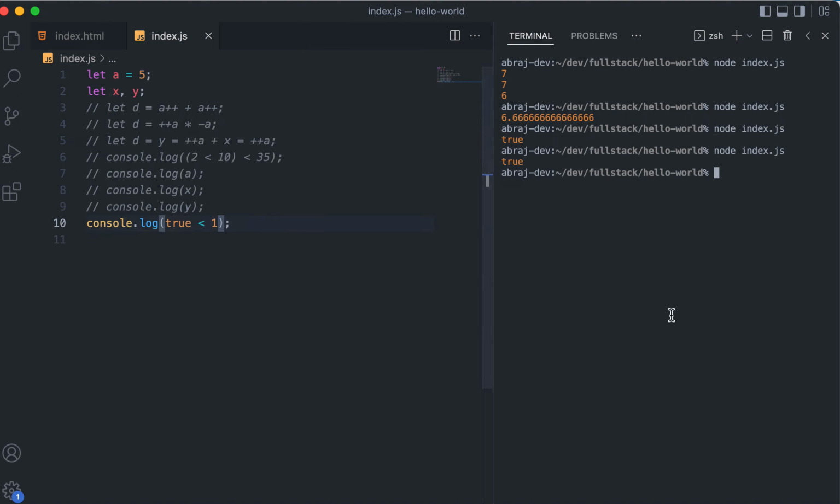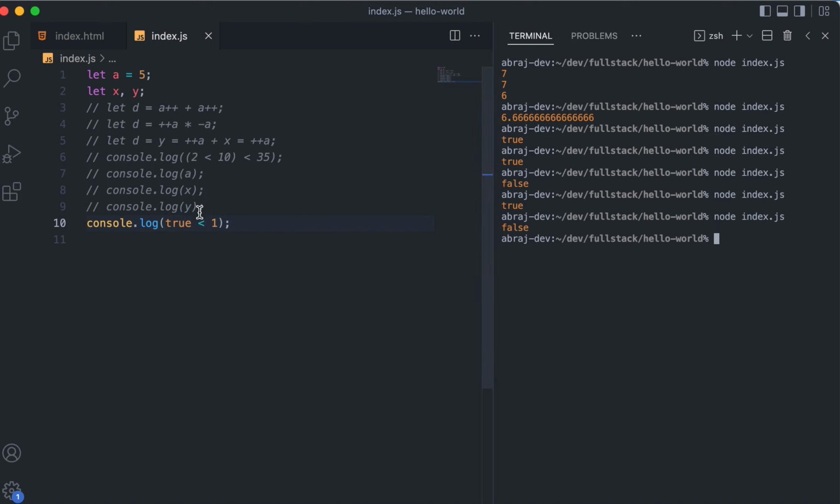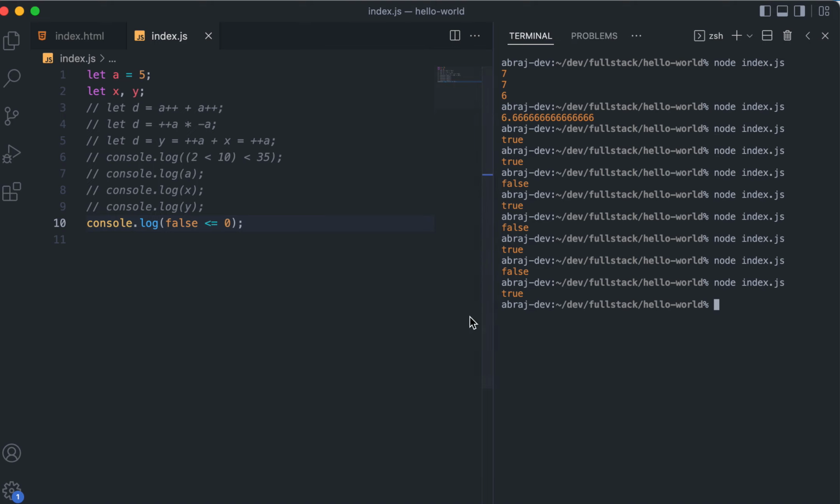And if I place 1, then it will become false, and if I do true less than or equal to 1, then it is true. Why? Because true is treated as 1, and 1 is less than or equal to 1 is true, but if I do exactly less than, then that will be false. Same thing with false: false is treated as 0, and that's why 0 is less than 1 will be true. But if I do less than 0, then it will be false, because 0 is not less than 0, but if I do 0 is less than or equal to 0, then again it will be true.